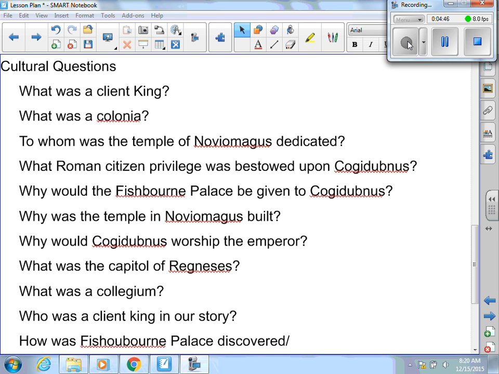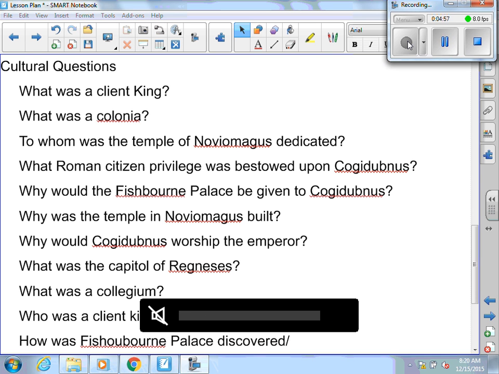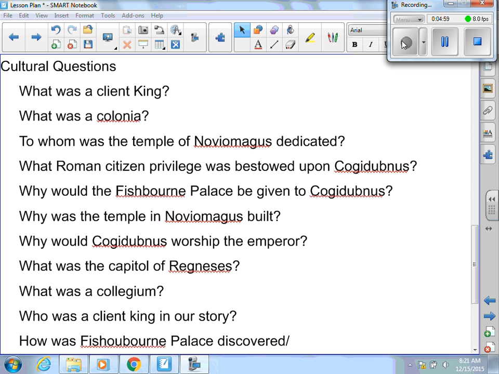To whom was the temple of Noviomagus dedicated? The temple that was in Noviomagus. It was dedicated to Neptune and Minerva. What Roman citizen privilege was bestowed upon Cogidubnus? He was allowed to take two of the emperor's names, so he was allowed to have three names like a Roman citizen.